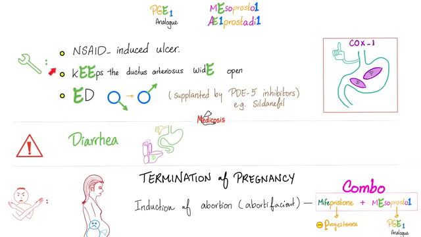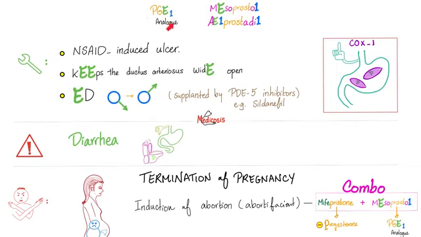Let's talk about prostaglandin E1 analogs, misoprostol and alprostadil. Why do we use them? We use them if you have an NSAID-induced ulcer. Why do you have an NSAID-induced ulcer? Because you inhibit prostaglandins. So to counteract this, give me prostaglandins because they are cytoprotective. Prostaglandin E will keep the ductus arteriosus wide open. They can also help you if you have erectile dysfunction, and these are supplanted by sildenafil.